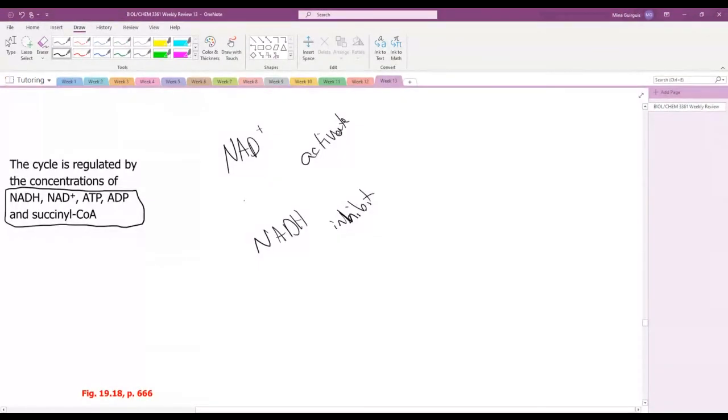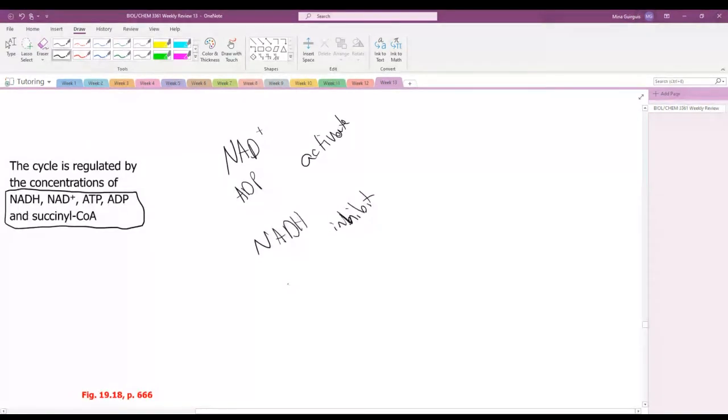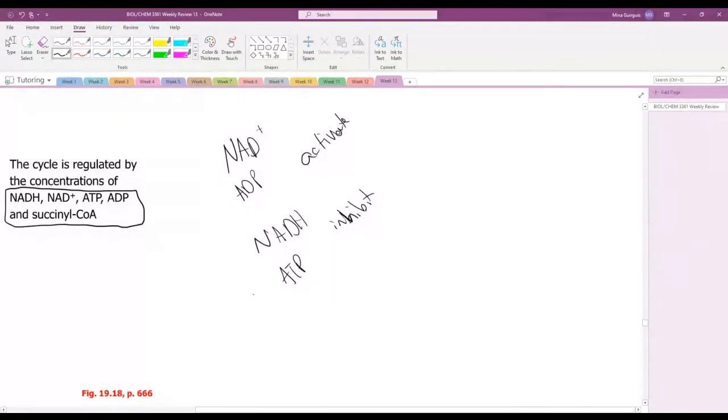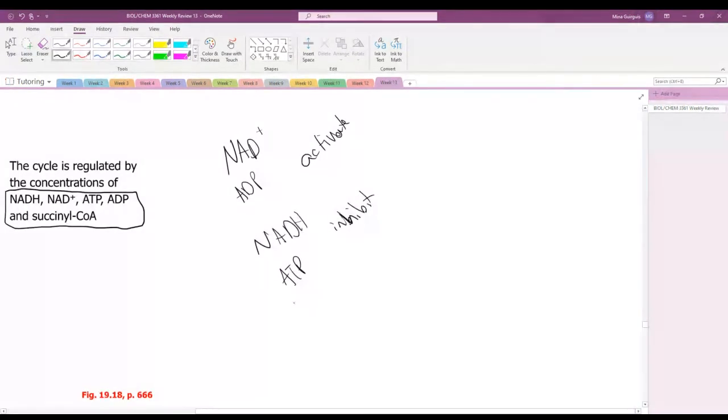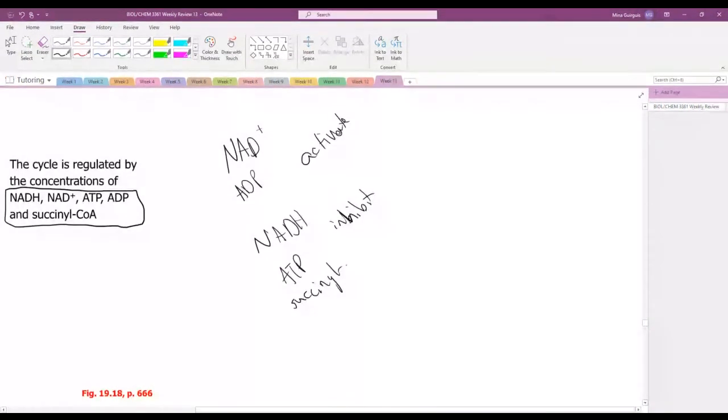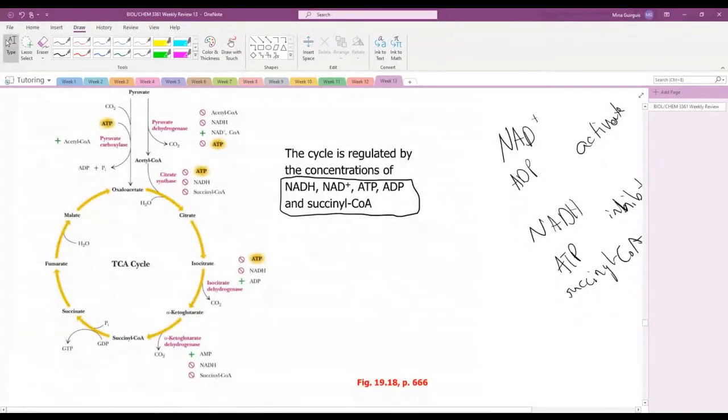Inhibit the cycle. Same with ADP. ADP tells us we don't have a ton of energy. We're going to go through the TCA cycle to get more. ATP tells us we have enough energy. We don't need the cycle to keep going. And succinyl CoA tells us we've gotten a lot of energy out of this. We might not need any more. So now let's look at this and see.